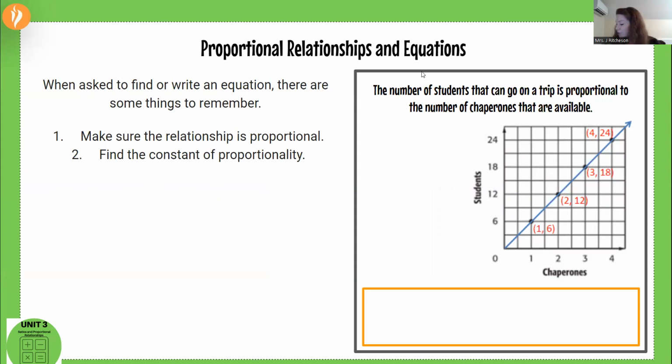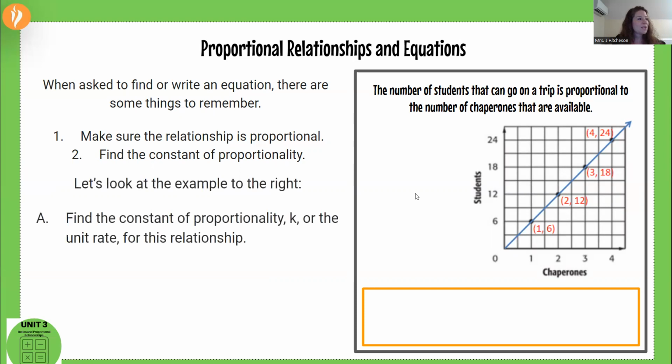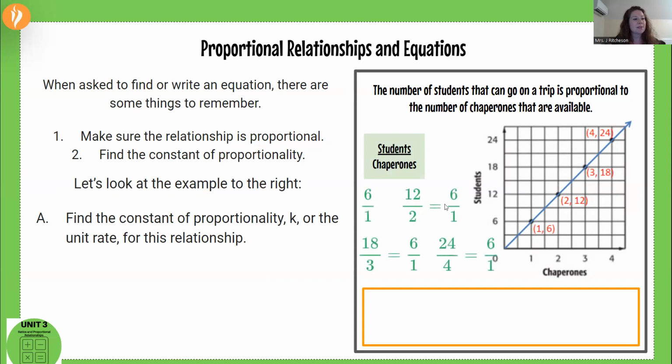Just making sure I actually started recording this time. Yep, so 1 times 6 is 6. 2 times 6 is 12. 3 times 6 is 18, and so on and so forth. So the constant of proportionality or unit rate in this situation is 6. The number of students divided by the number of chaperones each time simplifies to 6 over 1.